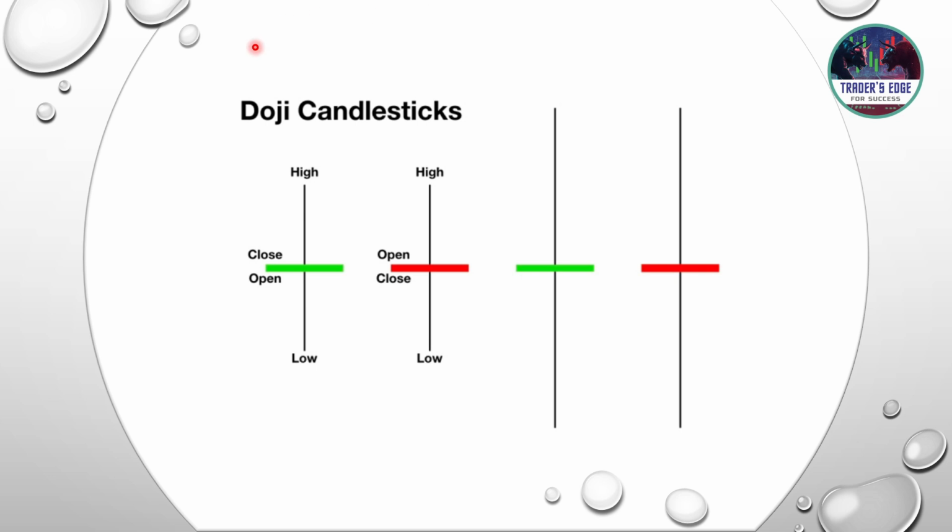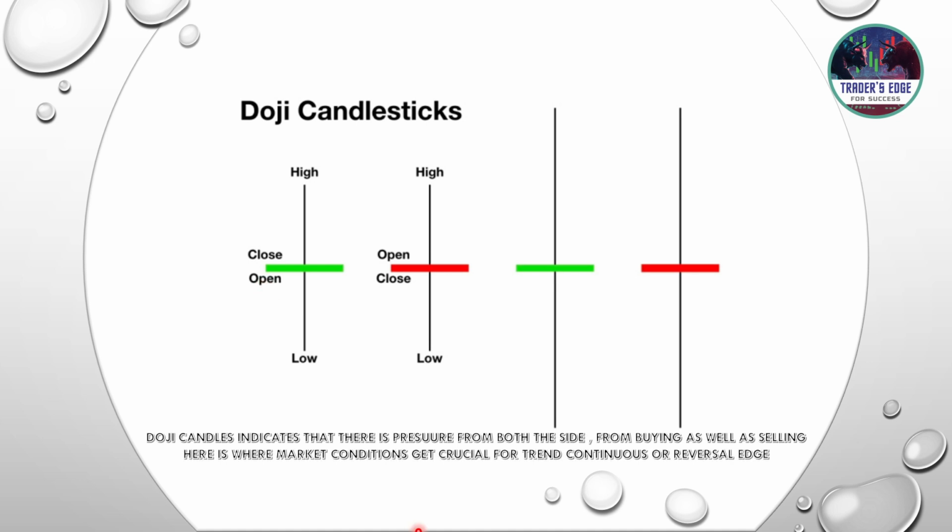So now further, let's discuss doji candlesticks. You guys have observed these types of candlesticks on charts many times, but what does this candle actually tell us? You can see that these candles have a very small body and high pressure from buying and selling sides. So a doji candle indicates that there is pressure from both sides, buying as well as selling. Here is where market conditions get crucial for a trend continuation or reversal edge. That means the market is unknown or uncertain.